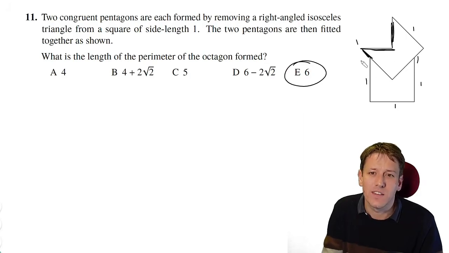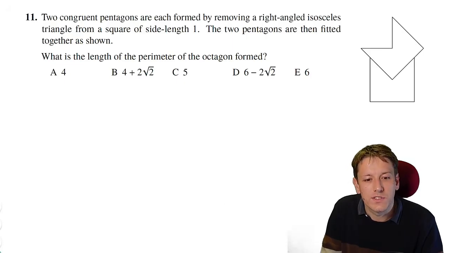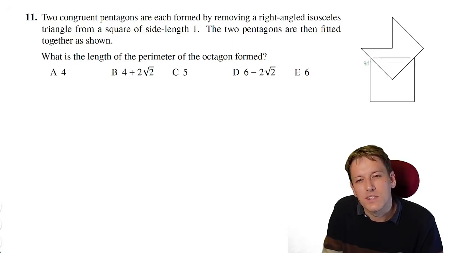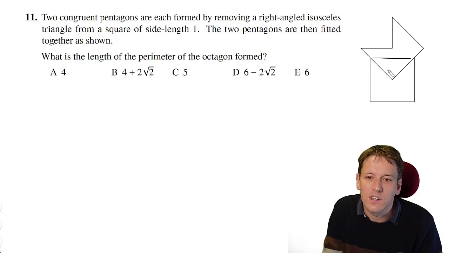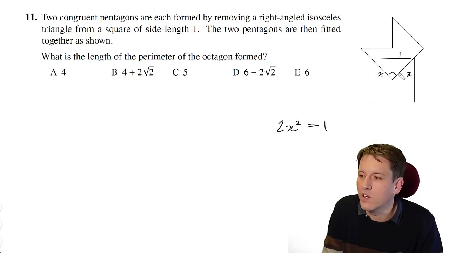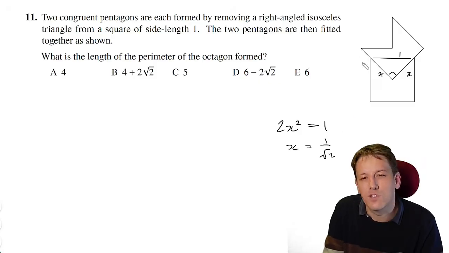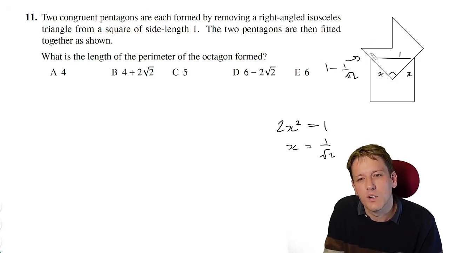Just for completeness, if you did want to work out those two parts individually, all you'd have to do is note you've got this right-angled isosceles triangle here, and that length is 1. So if I call these side lengths x, by Pythagoras' theorem we'd have 2x squared is equal to 1. x squared plus x squared is 1 squared, so x would be 1 over the square root of 2. So this side length here would be 1 minus 1 over root 2, because it's 1 minus that bit, and this one would be 1 over root 2.